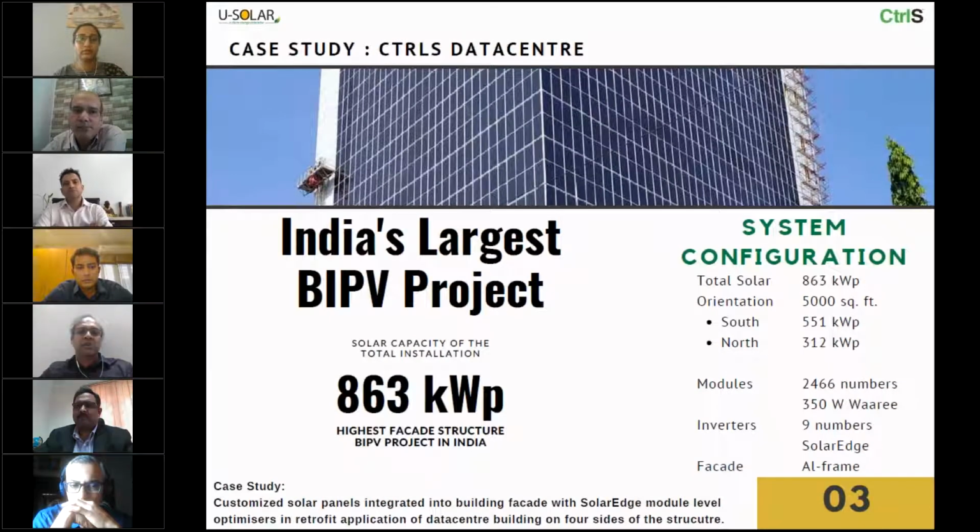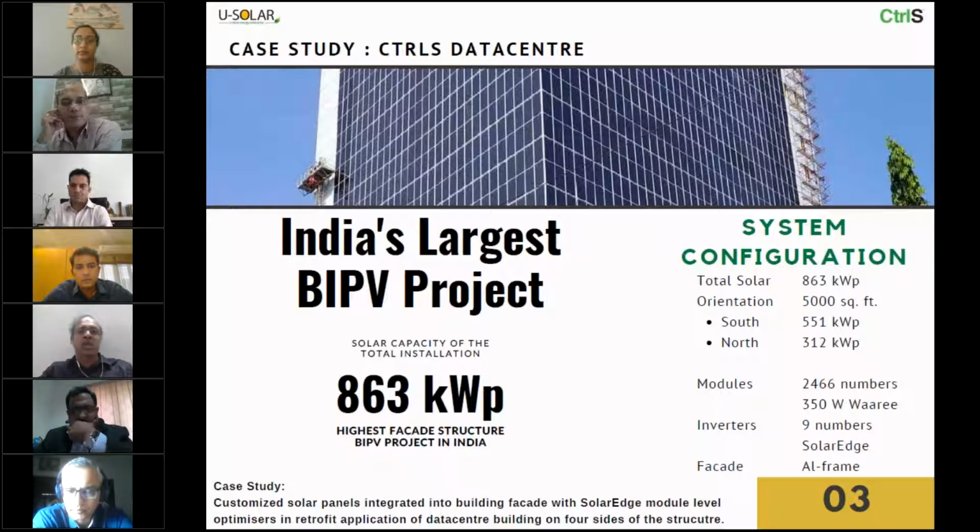So I just want to talk about our case study. This is actually one of the largest installations of BIPV in India. It's almost about 863 kilowatts, where we put solar panels on all sides of the building. This is about 5,000 square meters in size. The north facade had about 550 kilowatts, and the south facades, southeast and southwest, northeast and northwest facades, about 312 kilowatts.